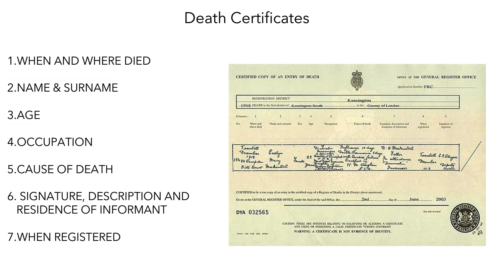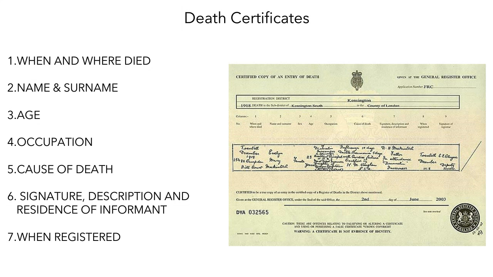And finally, you will have signature and description and residence of the informant, just as you would have done on a baptism certificate. And finally, when registered. Registration would usually occur soon after death to allow for burial. Right, so that was kind of like a whistle-stop tour of certificates and Jaro records.